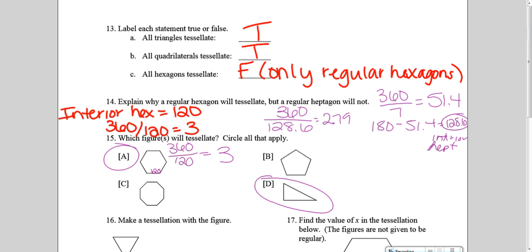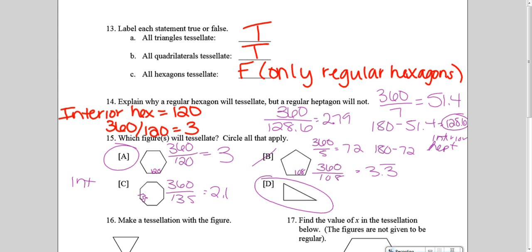Let's check our pentagon. We get that each exterior angle is 72, which makes our interior angle 108. 360 divided by 108 gives us 3.3 repeating, which means the pentagon will not tessellate. We know the octagon, we just did this one, the interior is 135. 360 divided by 135 gives us 2.6. The decimal, it will not tessellate.